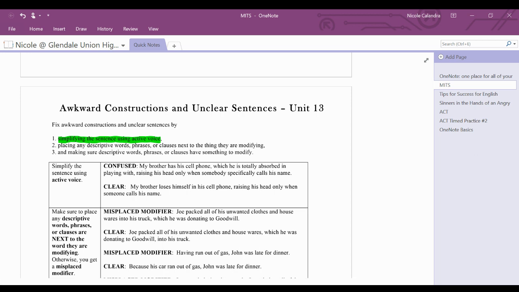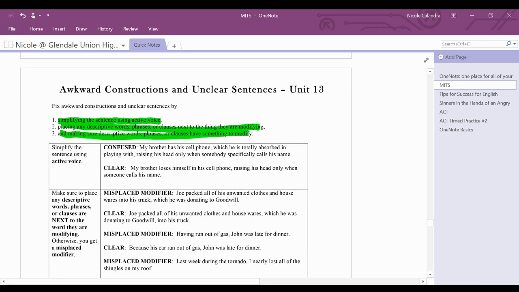The next way to make things clear is placing any descriptive words, phrases, or clauses next to the thing that they are modifying. And then the last one, going along on that same concept, is making sure that your descriptive words, phrases, or clauses have something to modify. So making sure they have something to modify and then they're by whatever that is that they're modifying. Okay, so this will become a little bit clearer as we go throughout the unit. So let's look at the first one.